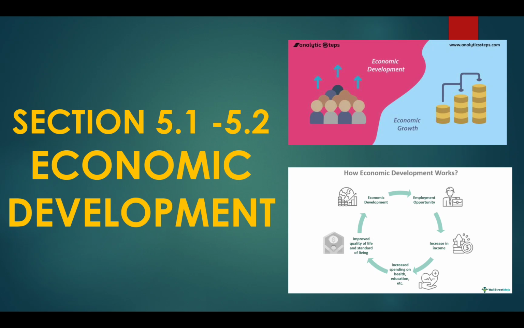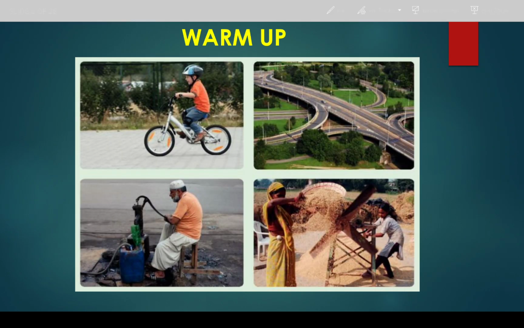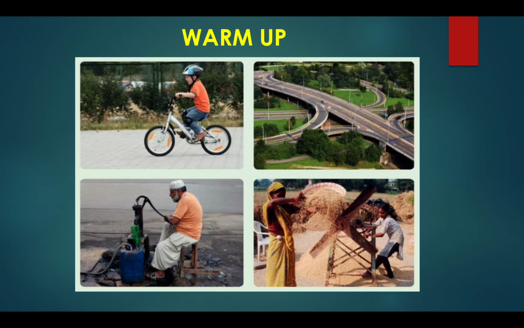This is from Section 5, and this chapter is very important. So, when we start this chapter and look at this picture, what do we notice here? There is one boy riding a bicycle, and there is good infrastructure. In the other picture, we can see a person pumping water from a hand pump, and there are women who are busy in agricultural work.